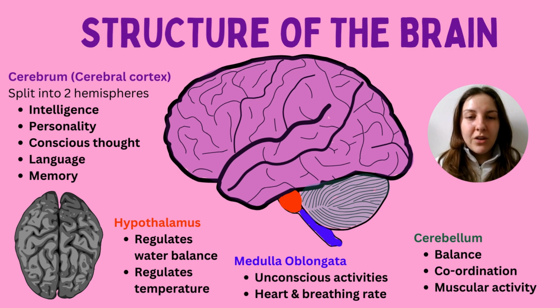We also have another part of the brain that's towards the bottom, and this is called the medulla oblongata. This part of the brain is really essential for the non-conscious parts of our system. So things like breathing rate and heart rate are monitored by the medulla oblongata, and without it we wouldn't be able to do a lot of unconscious processes. It's a really important part of the brain. And then lastly, we have the cerebellum, which looks a little bit like a cabbage. It's at the very bottom of the brain, and it helps us with balance and coordination along with muscular activity.